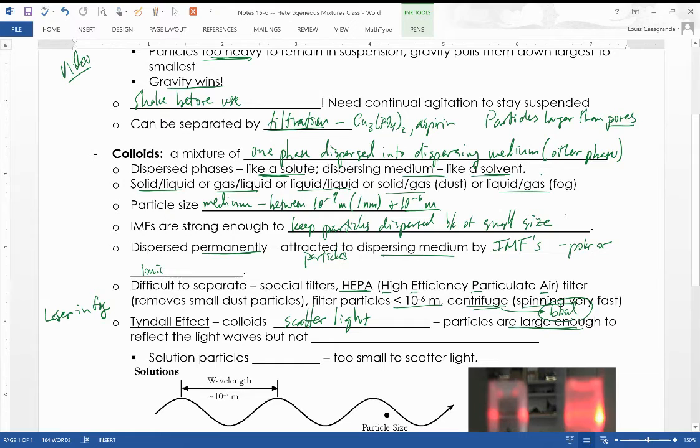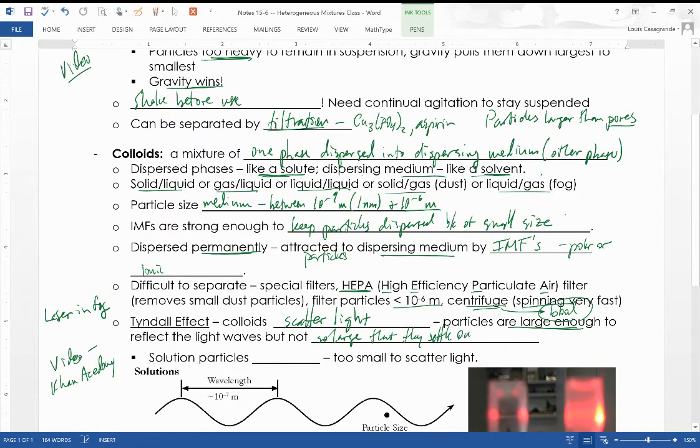And there's a video you're going to see. I'm going to post this as well from the Khan Academy. That's pretty good at describing not just the Tyndall Effect, but differentiating between colloids, solutions, and suspensions. The particles are large enough to reflect the light, but not so large that they settle out.